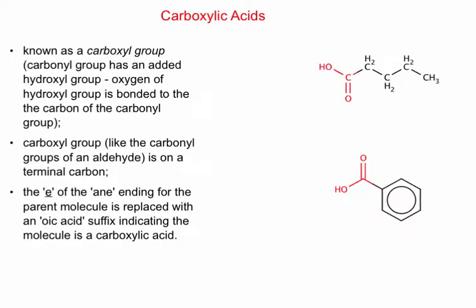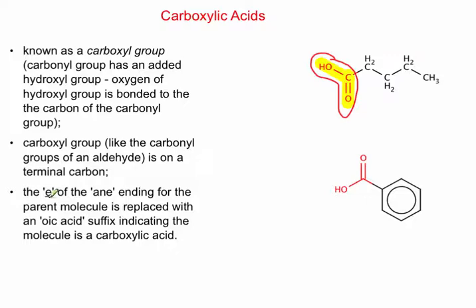So let's just have a look at the carboxyl group. So the carboxyl group is a carbonyl group with a hydroxyl group. So if we look at this particular compound, there's my carbonyl group, and here's my attached hydroxyl group. So that is the carboxyl group, that entire part of the structure. And unlike an aldehyde, for example, that contains just the carbonyl group, a carboxyl group has to be a terminal group.